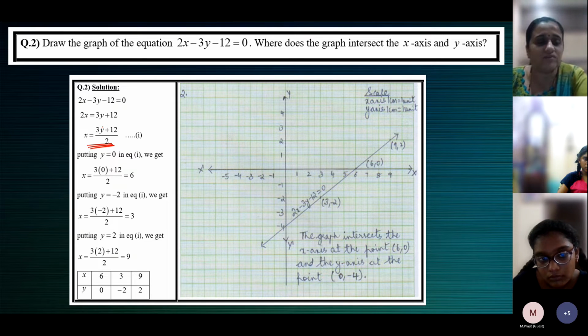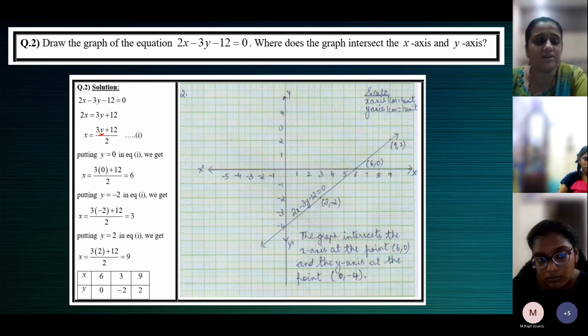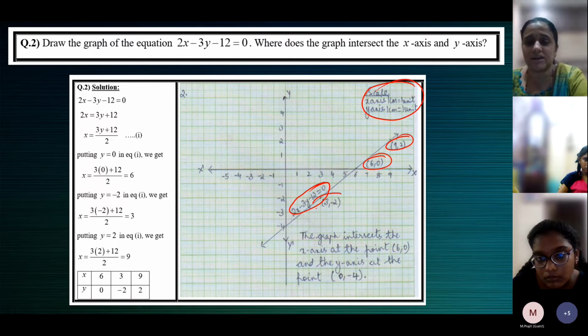Then you'll have to give at least three different values for y and find the corresponding values of x. So we take y as 0, -2, 2, and we find the corresponding values of x. Here we have the table showing the x and y values. So plot and obtain the straight line. You can see here there's a scale and the equation written on the line, and the 3 points which we have plotted, you can see their coordinates here.